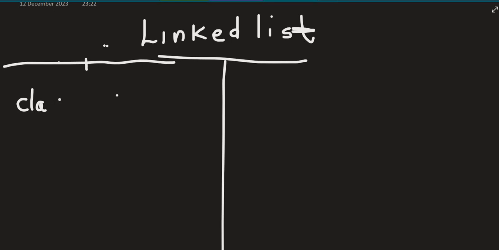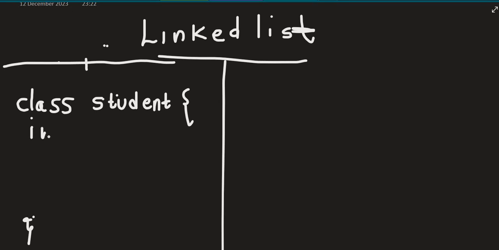So first let's create a class. The class name, let us suppose, is student. The members are roll number, which is one, and name, which is a string type.